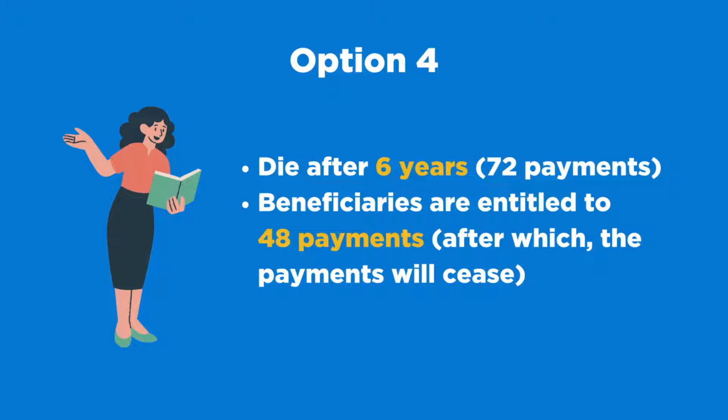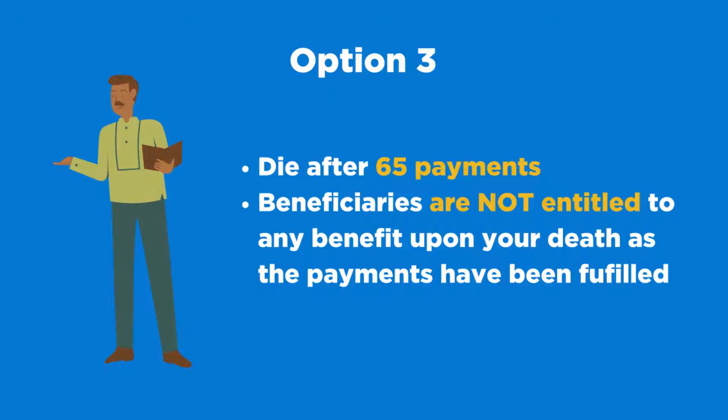So how would this work in practice? Let's say you choose option 4 and die after 6 years or 72 payments. Your beneficiaries would still be entitled to 48 payments, after which the payments will cease. Now let's pretend you selected option 3 and were to die after receiving 65 payments. Well, what would happen then? Since you have received your guaranteed 60 payments already, your beneficiaries will not be entitled to any benefit upon your death, as the guaranteed payments have already been fulfilled.